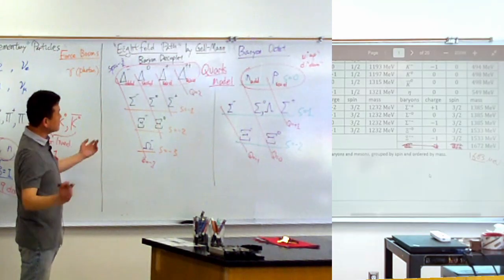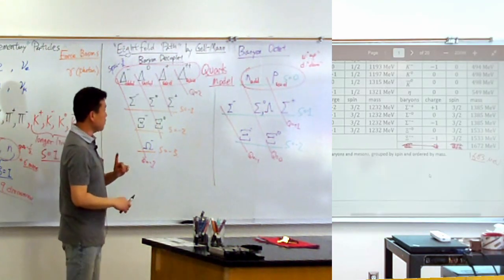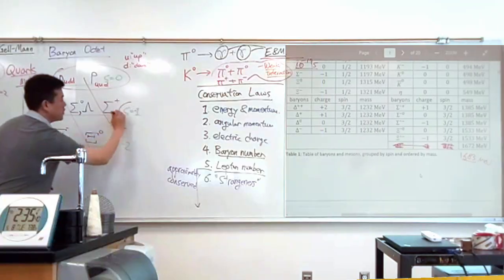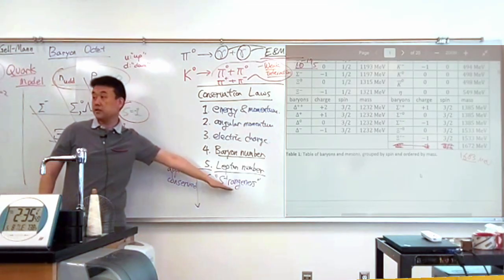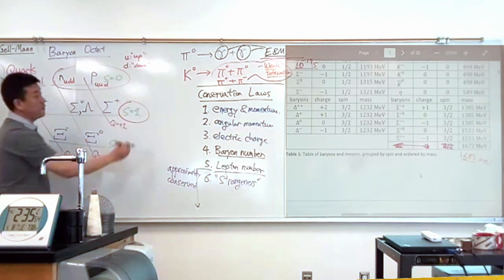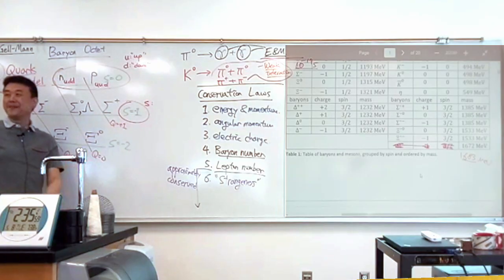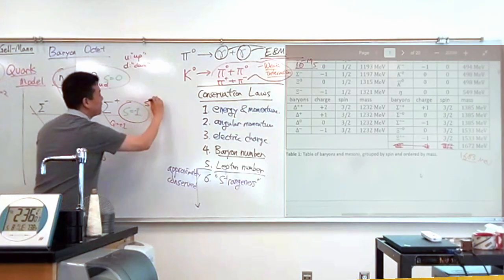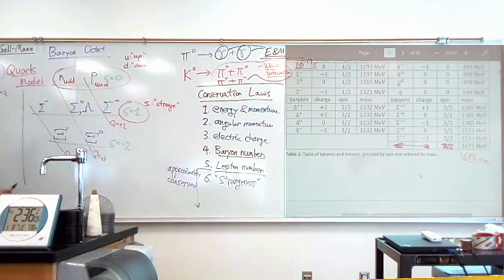So to account for this strangeness, Gell-Mann introduced a new kind of quark. This is the new kind of quark that would be associated with this approximately conserved quantity. So strangeness of -1 is associated with what we call the strange quark. That's really where the name comes from. So this is the strange quark.